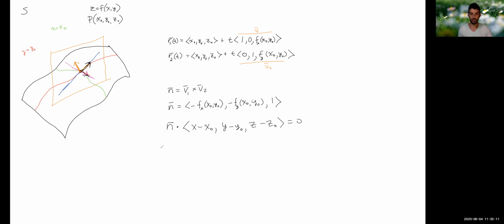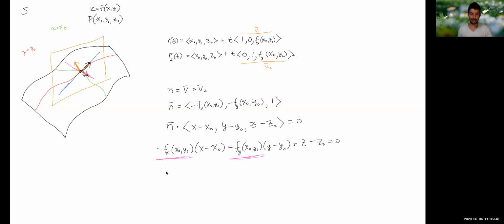What does this end up looking like? Negative the partial x derivative at the point, times x minus x naught, minus the partial y derivative at that point, times y minus y naught, plus z minus z naught equals 0. I want to mention, keep in mind, these are derivatives at a point. These are numbers, right? Same thing up here. This is an actual vector. It's not a vector function. These are numbers right here.